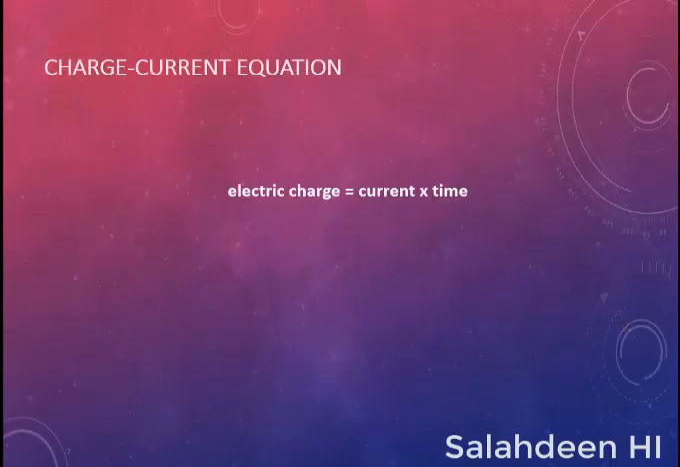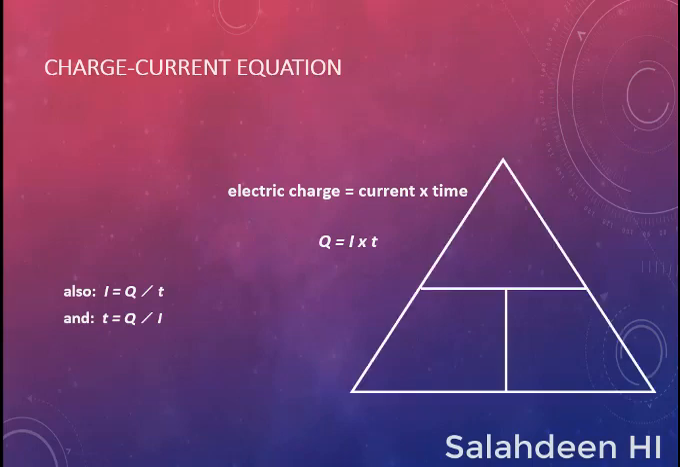Charge current equation. The formula for electric charge is current times time, which is Q equals I times T. Also, we can say that for current, I equals Q divided by T, while for time, T equals Q divided by I. Now, this is a way of getting the formula by drawing a triangle. At the top we have Q, and down it we have I and T.